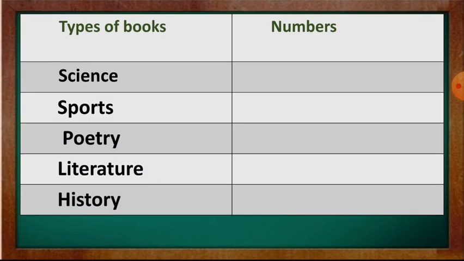Again, you will draw the column, or you can say you will draw the table, then draw the column of types of books and then numbers, and write the names of the books: science, sports, poetry, literature and history. Then the scale will be 1 picture is equal to 7 books. Students, the scale is supposed to be written down the table.